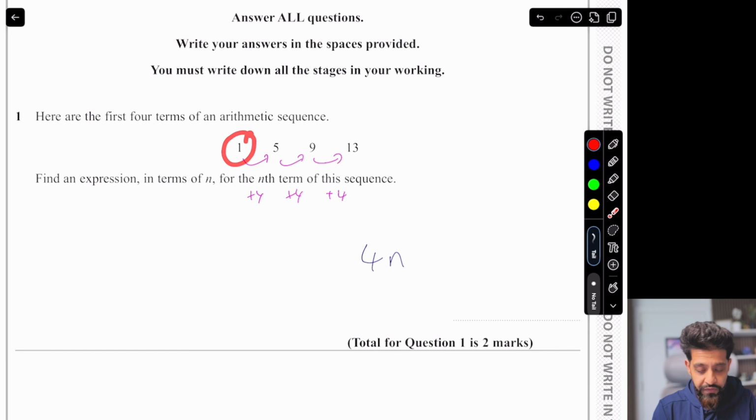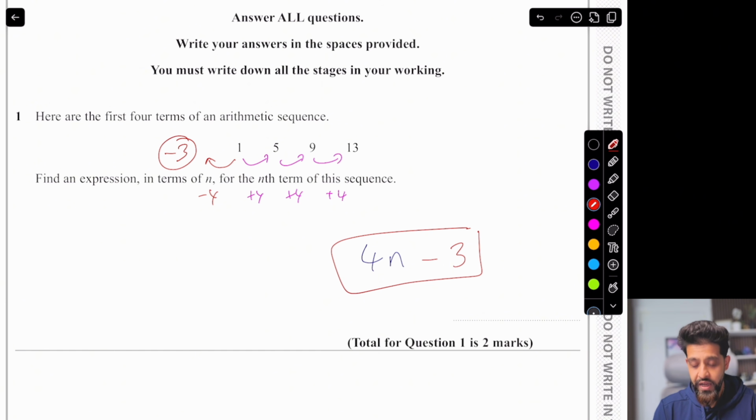Then we go back to the first number, the first term, and we go backwards. So if going forwards was to add 4, going backwards would be to minus 4. So we are going to minus 4. So what happens when we do 1 minus 4? We get minus 3. And this is just added to our sequence.